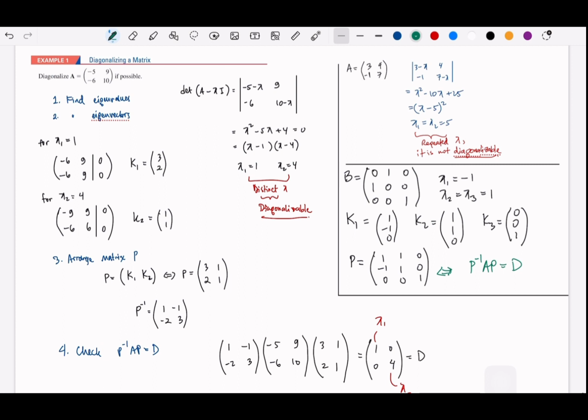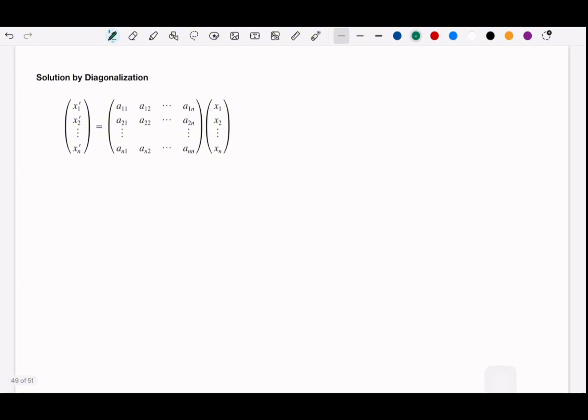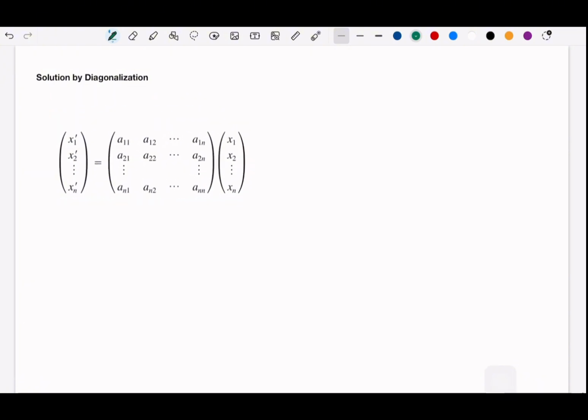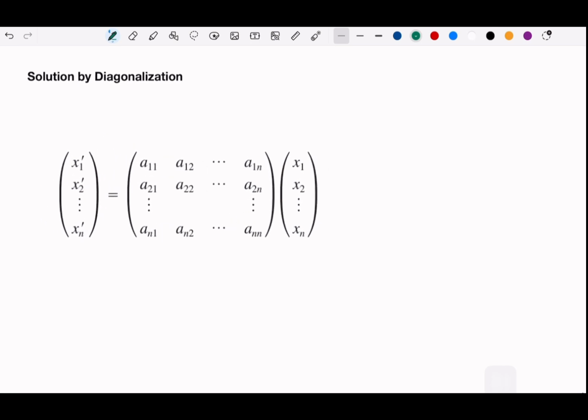Okay, now let's move to the next page. When we have the time, I will review some practices. So suppose that we have this. This is what we call the coupled system for the homogeneous linear system.